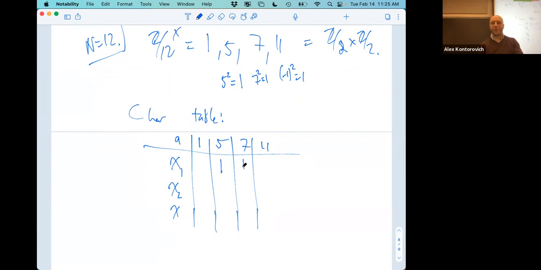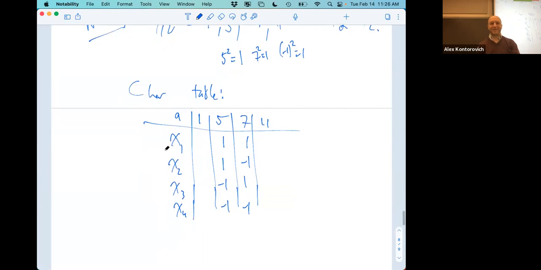So 5 and 7 could both be 1s. Their squares have to be 1. They could both be 1s, they could be 1 and -1, -1 and 1, or -1 and -1. So that's 4 characters. The product of 5 and 7 is 11. So that's that, that's that, that's that, and that's that. And of course, the value at 1 is always 1.